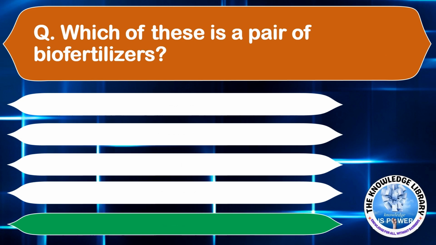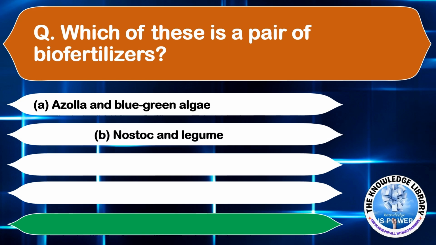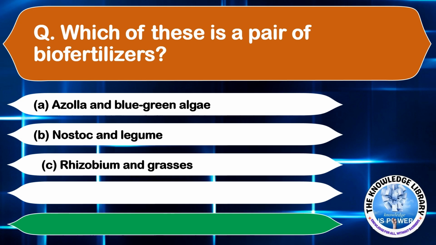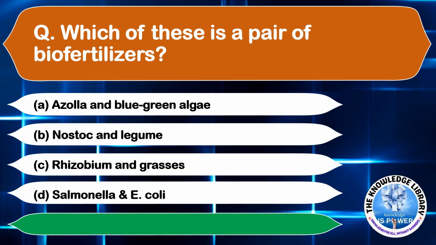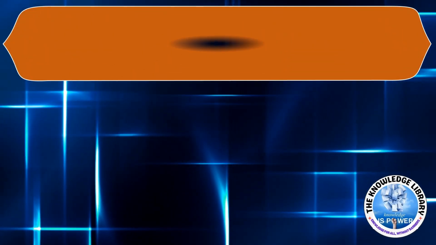Which of these is a pair of biofertilizers? Option A, Azolla and blue-green algae. Option B, Nostoc and legume. Option C, Rhizobium and grasses. And option D, Salmonella and E. coli. The correct answer is option A, Azolla and blue-green algae. Moving on to the next question.